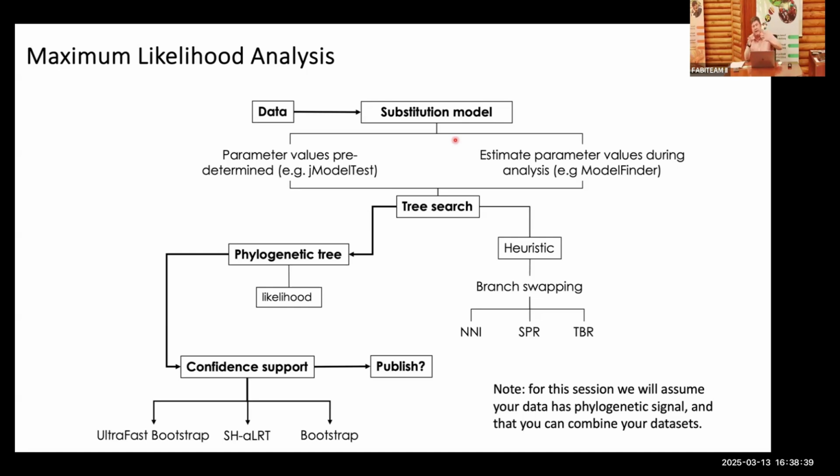So there are optimization functions in these programs that might use hill climbing methods, different types of methods, to do a heuristic search or heuristic analysis, which means that you might end up in a local optimum, meaning a tree with the best likelihood, but somewhere in tree space there might be a better tree. You can randomize the analysis. There are different ways the programs do it. So just so that you know.